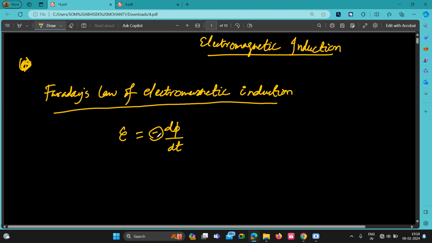See, this negative sign refers to the direction of EMF also, right? For example, this is a loop. This is a bar magnet. Okay, so the bar magnet is moving towards the loop. It is moving towards the loop, so current will be induced in one direction. Faraday's law doesn't give me the direction of current.